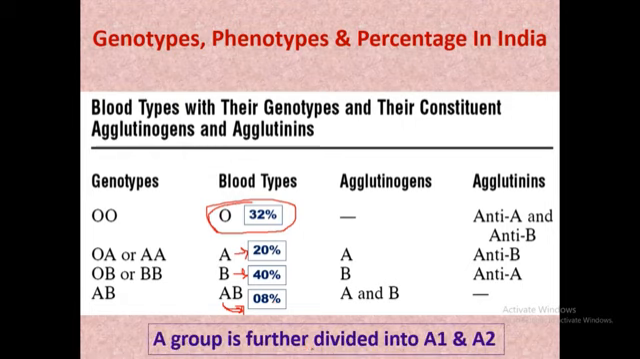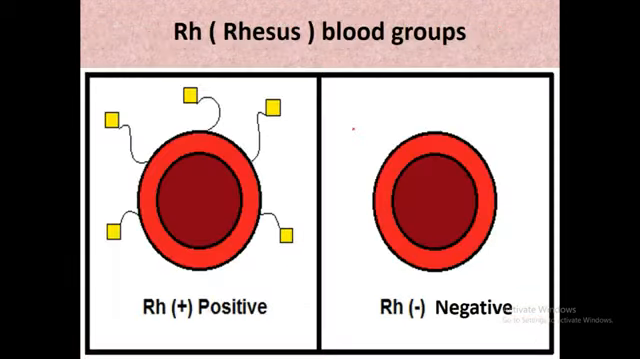A blood group is further divided into A1 and A2. Now the Rh blood group system. If Rh antigen is present on the surface of RBC, their blood group is positive, and if Rh antigen is not present on the surface of RBC, their blood group is negative. So on the basis of this Rh blood group system, we differentiate the person having the positive blood group and the person having the negative blood group.